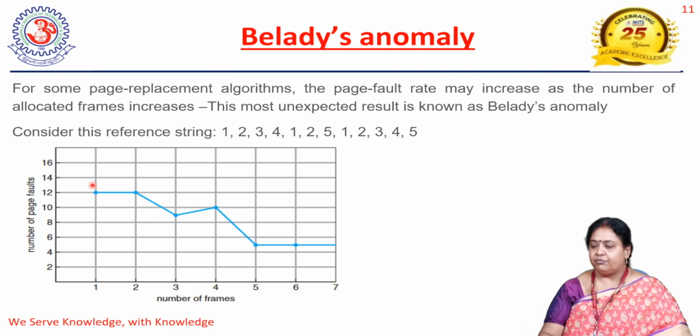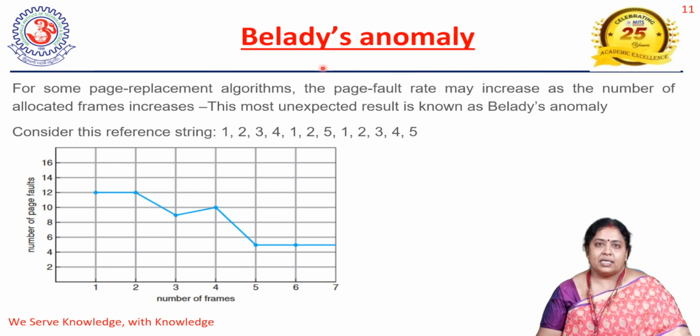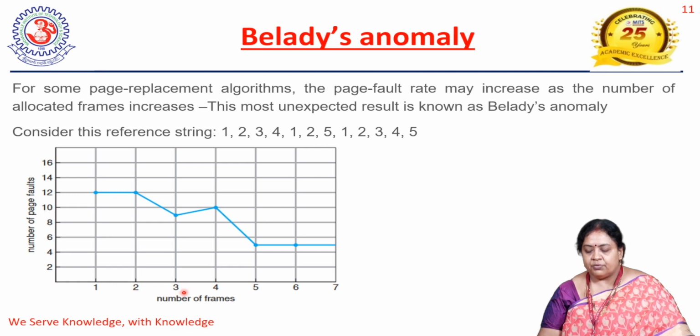Before going to the next algorithm, we discuss a small topic called Belady's anomaly. Generally, if the number of page frames increases, the page fault rate should decrease. That is the main thing. For example, with only one frame, the page faults will be 12 for this reference string. If we increase the number of frames to 2, the page faults are the same, 12. If we increase to 3, the page faults decrease. That is the actual scenario. When we increase the number of frames, the page faults should decrease.